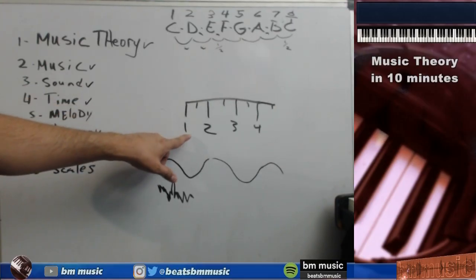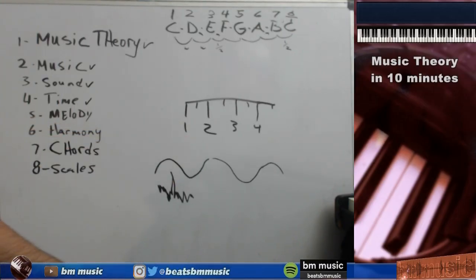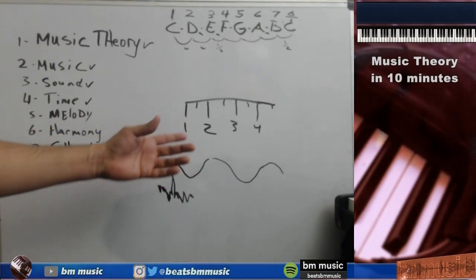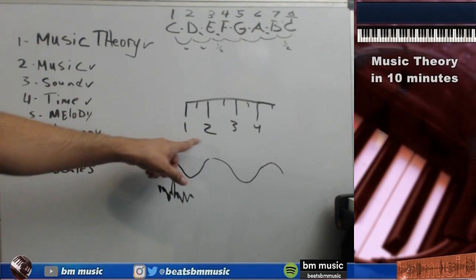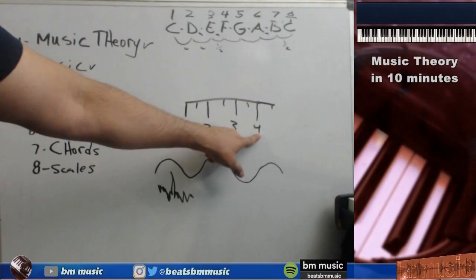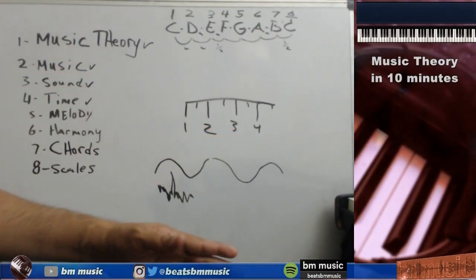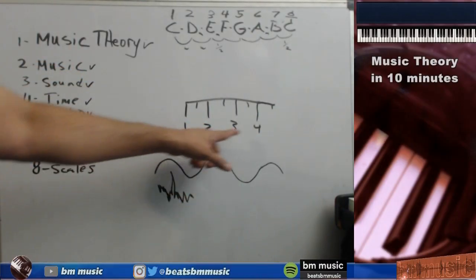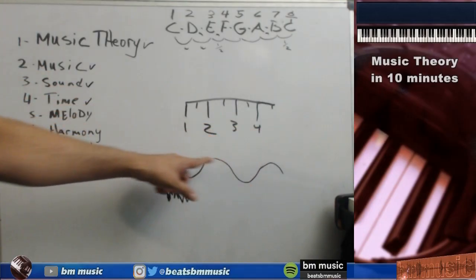So we've got time number one, which will be beat number one. A beat is a pulse. In other words, pulse or beat number 1, beat number 2, beat number 3, beat number 4. And that's how you measure time, like a ruler. And then we start all over again.